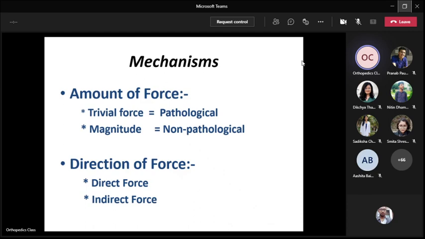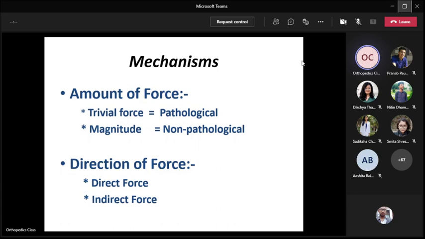Very important to know the fracture patterns. So one is the amount of force, whether it's a trivial force, that means it's a pathological fracture. You have to look after the sources of the pathology, why this has occurred.